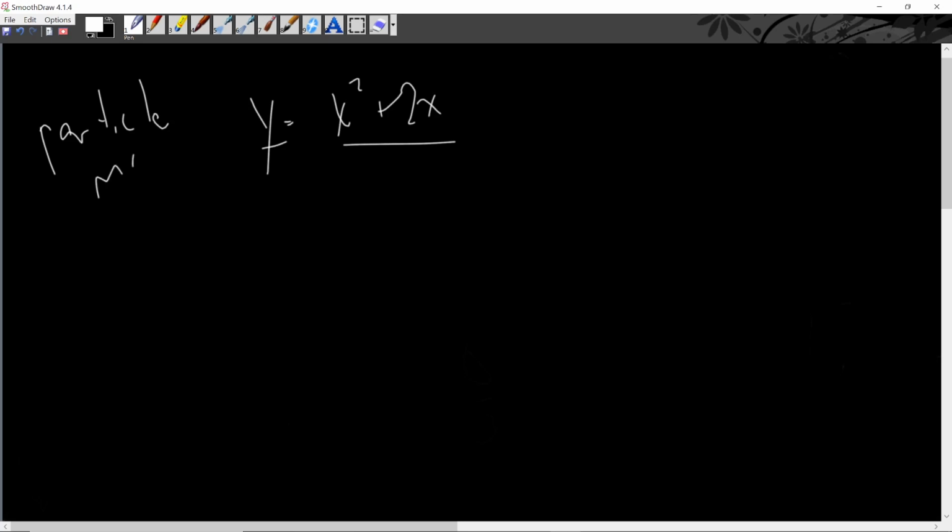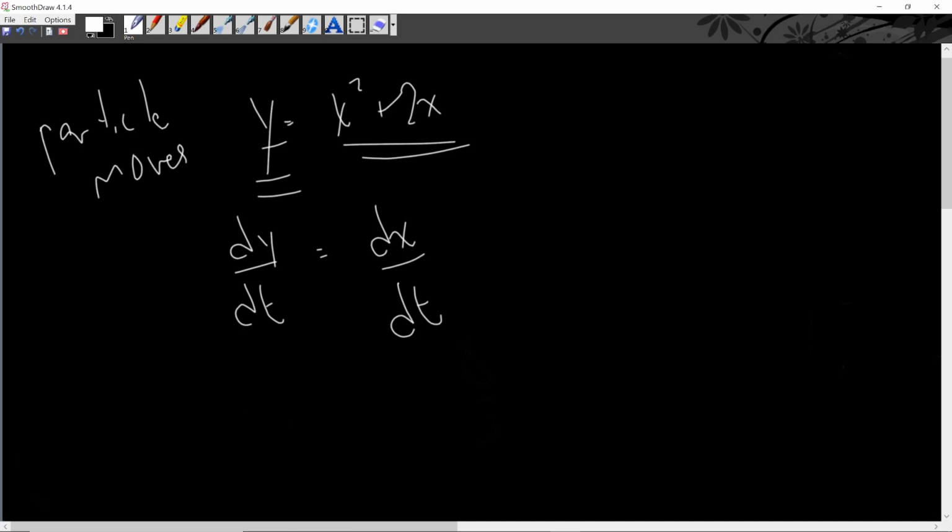A particle moves along y equals x squared plus 2x, and the points on the curve, x and y, are changing at the same rate with respect to time. So we have to do the derivative of y with respect to time, it could be respect to t or whatever, but I'll think of this as time, and then the derivative of x with respect to time. And these two are equal, right? Because y is a function of x, and y equals x squared plus 2x.